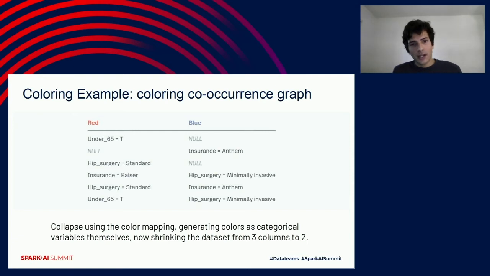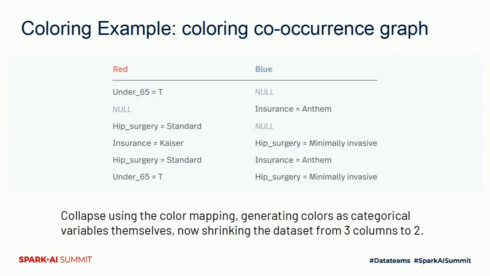Now, given this coloring, we can construct categorical variables corresponding to the colors assigned to the features. Here we have the graph that we had before, now colored in red and blue, and categorical variables constructed from those colors. As we described, the first row only had an under 65 feature set to the non-zero value. Because that feature was red, we're going to put it in the red column for that row.